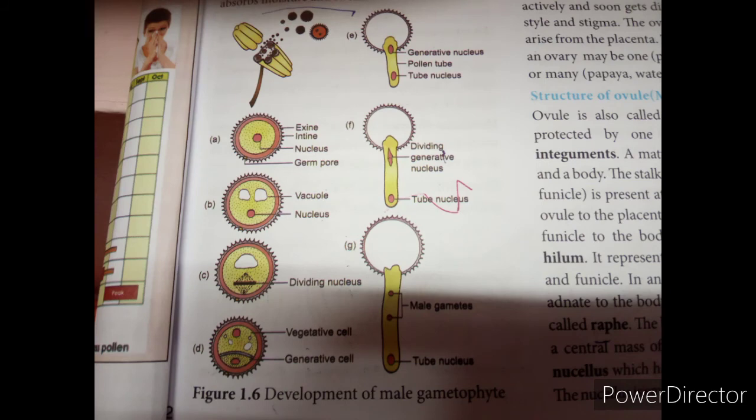This is the diagrammatic representation of the development of male gametophyte. See picture A. In the pollen grain there is the outer covering exine, intine, nucleus, and germ pore. The germ pore is in the exine. In the second picture the nucleus is going to divide. In picture D it becomes a vegetative cell and a generative cell. The vegetative cell is very large and there is a small generative cell. This is the pollen grain. Next development happens after it lands on the stigma of the female part of the flower.